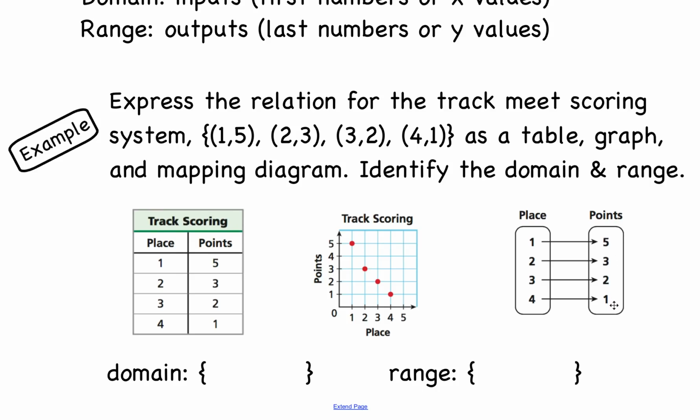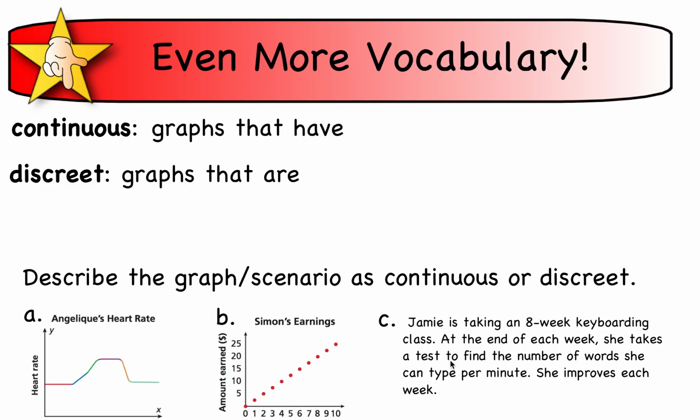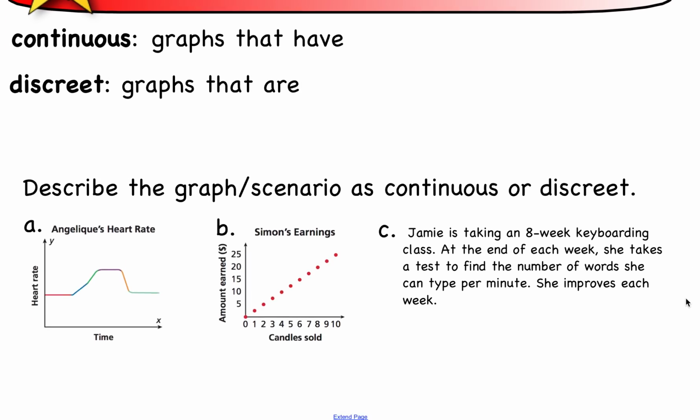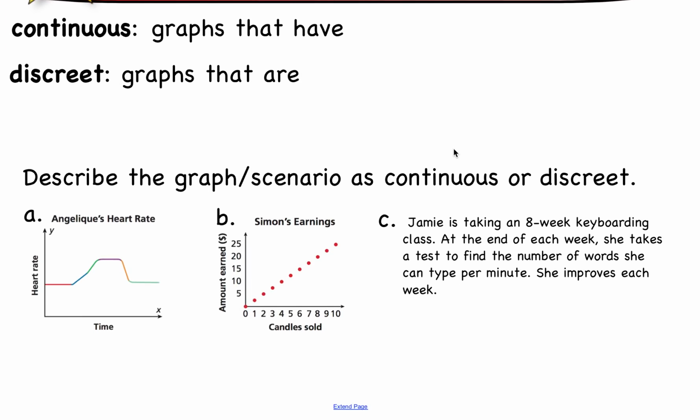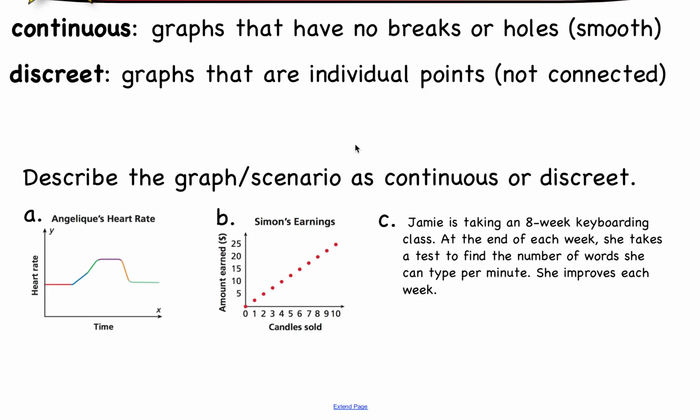Okay, the inputs and the outputs. Now the domain then is the set of all the inputs, 1, 2, 3, and 4. And the range is the set of outputs, 5, 3, 2, and 1. So pretty straightforward, nothing too difficult there. So another thing you need to know as far as vocabulary goes, and we've talked about this, is whether or not a representation is continuous or discrete, whether the graphs are continuous or discrete. Continuous graphs have no breaks or holes in them. They're smooth curves, whereas a discrete graph, those are just individual points that are not connected.